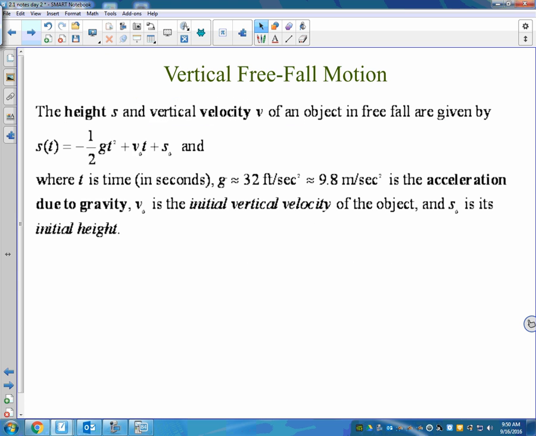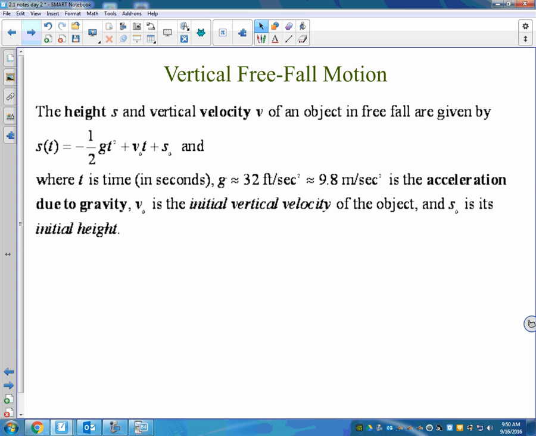The other thing we want to talk about is vertical free fall motion, which we've talked about before. We talked about projectile motion. This looks a little bit scarier, right? It says the height s and vertical velocity v of an object in free fall are given by this scary equation: -1/2 gt squared plus v sub 0 t plus s sub 0. Your time is in seconds.